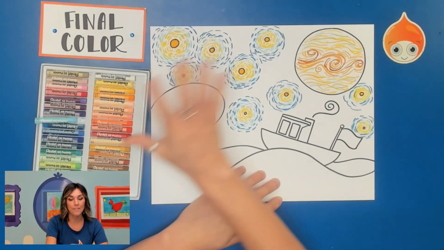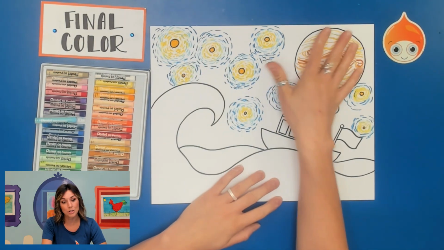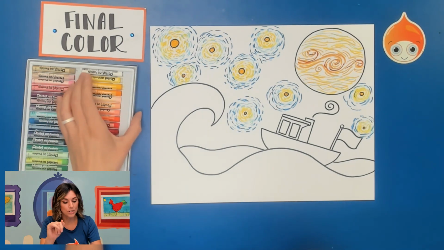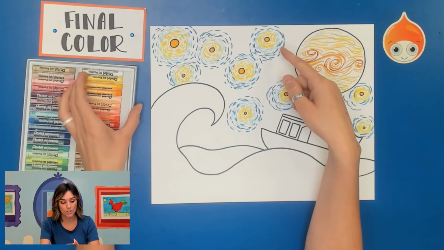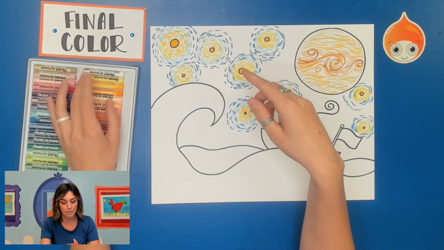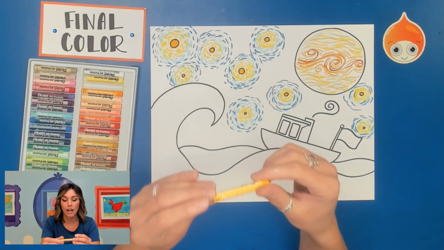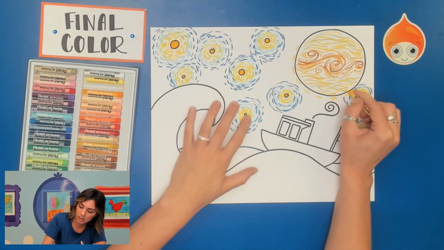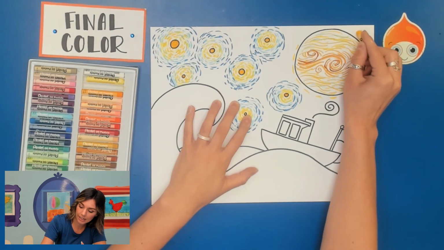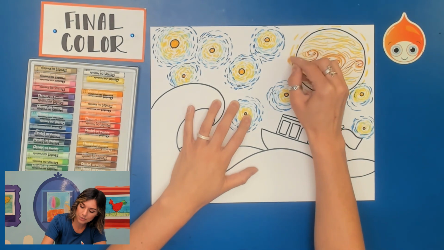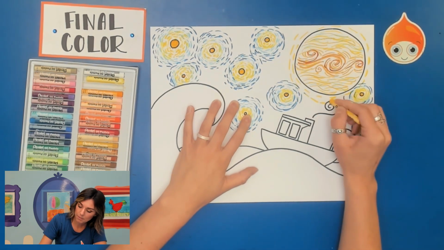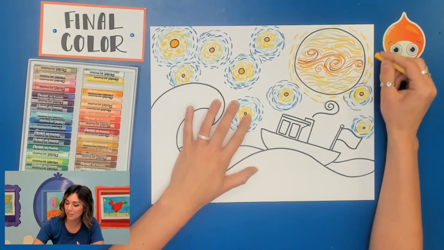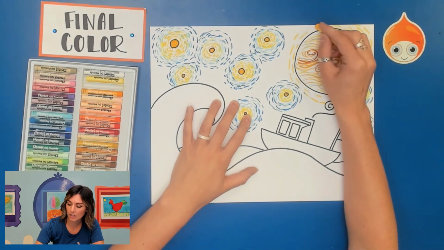So now you should have your stars and planet Jupiter colored in. Now going back to our planet, we do need to go back to our yellows like we did with our stars. So I'm going to be taking my chrome yellow and I'm just going to go around and add those lines around my planet. Now it's okay if you do go over your stars a little bit, because your blue meshes with your yellow to create some of that green.